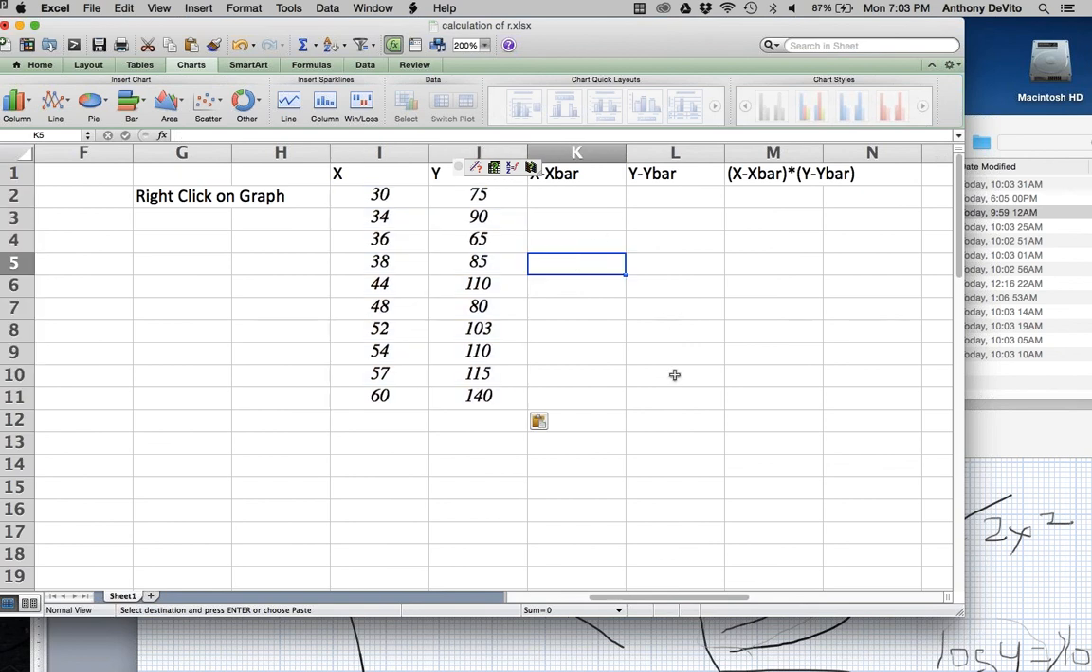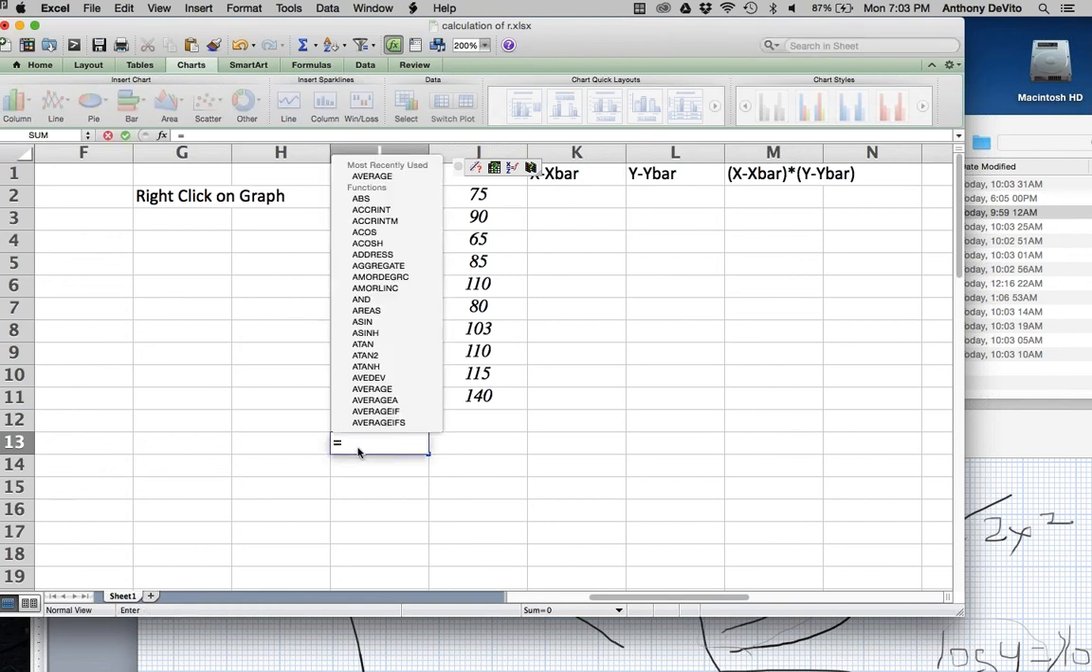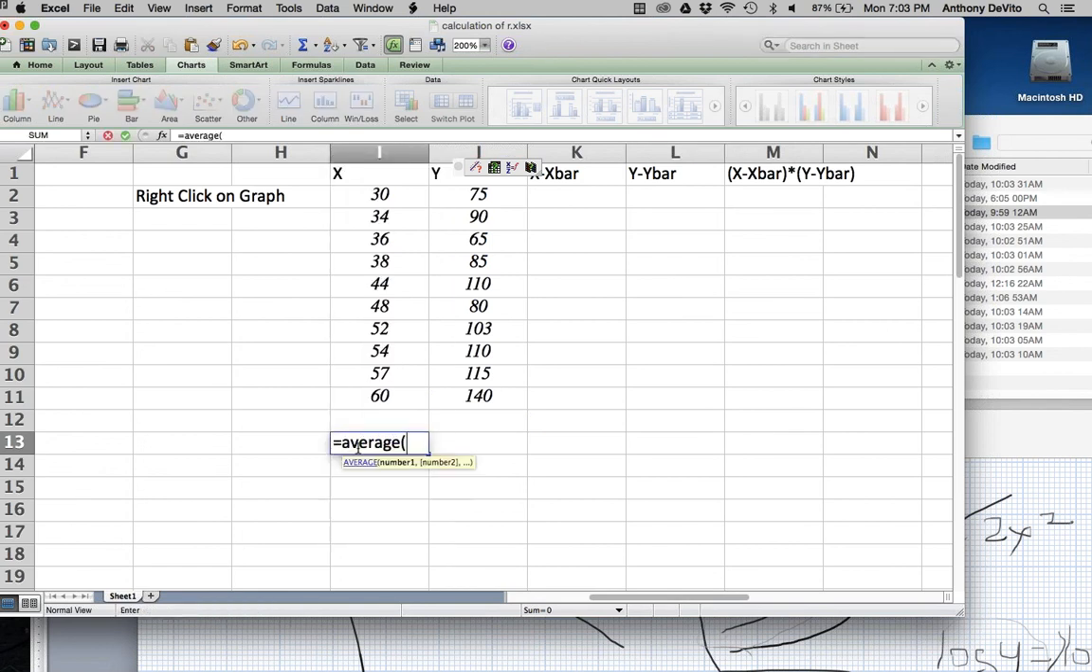Okay, so if I'm going to calculate those values, the first thing I need to do is calculate x minus x bar. So x bar is going to be equal to the average of all of these values here, the values for age. That's my x bar. And of course, my y bar is going to be equal to the average here.